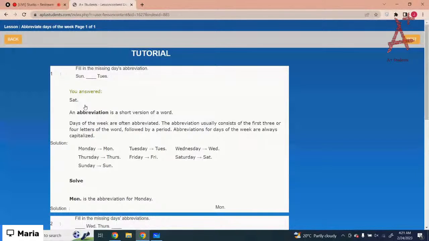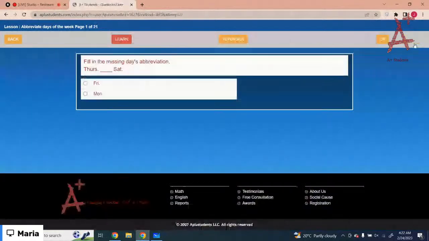Let's start with the test questions so that we can do some practice questions. Thursday dash Saturday. So which is the correct option, option one or option two? The correct option is, after Thursday you have Friday. So option number one is the correct option. Got it?